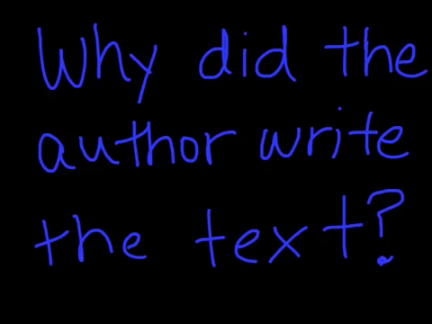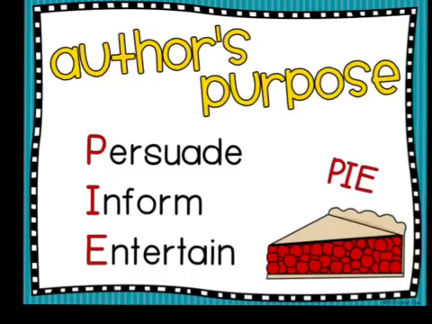Well, it's as easy as pie. Yes, you heard me correctly. Author's purpose is as easy as pie. Persuade, inform, and entertain. These are the first types of writing we're going to focus on. When we're reading text, we're going to identify the author's purpose as one of these three things. Did they persuade? Were they informing? Or were they trying just to entertain?